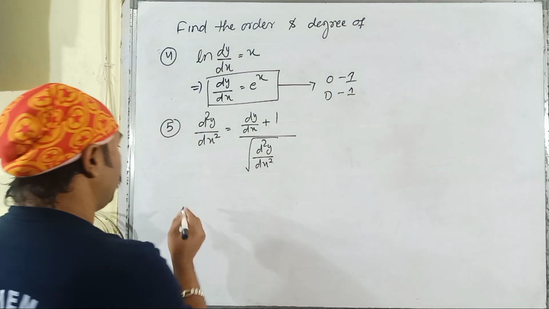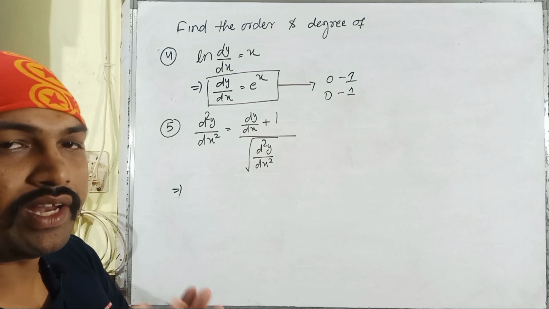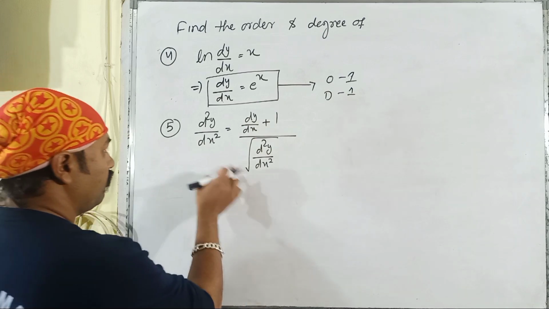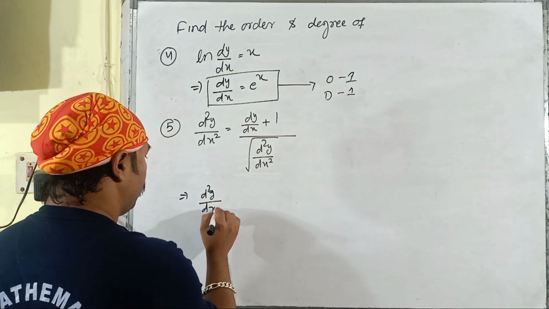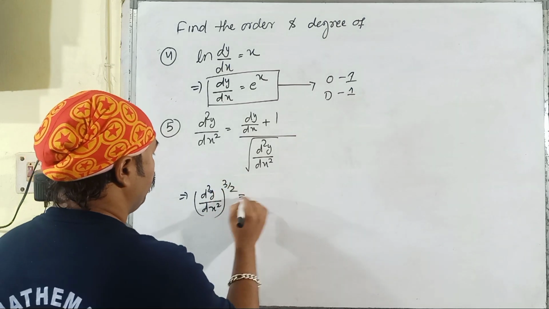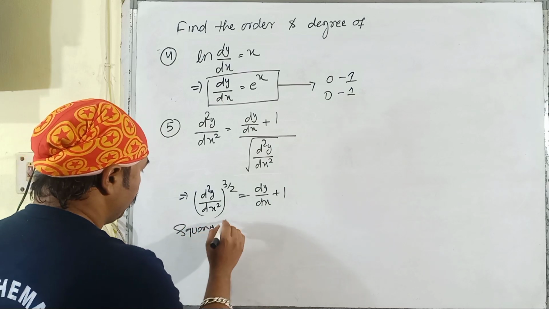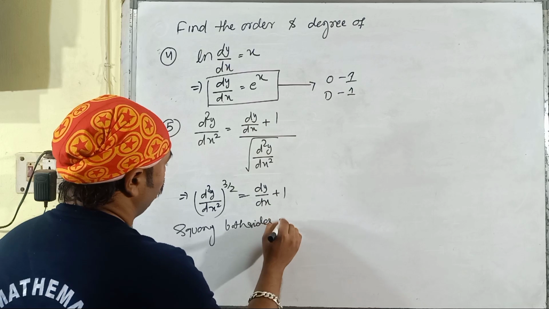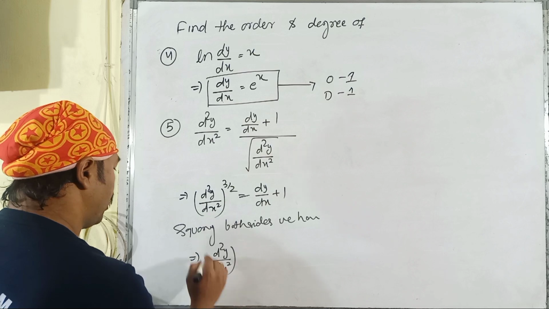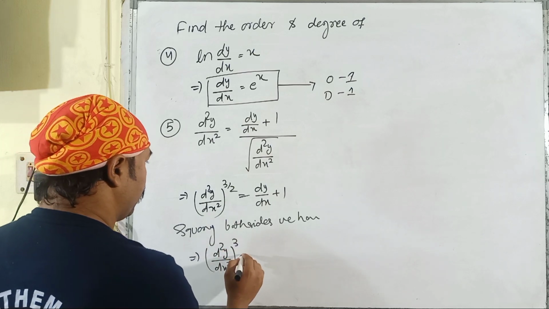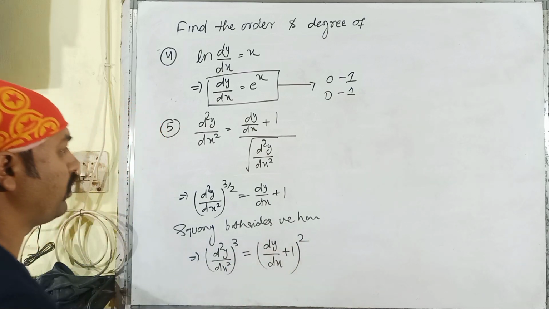Then the next problem is here. First of all, we have to express this differential equation such that it must be free from radicals and fractions. So just multiplying, we have to the power 3y2, it is dy upon dx plus 1. Squaring both sides, we have d square y upon dx square to the power 3, it will be dy upon dx plus y to the power 2.